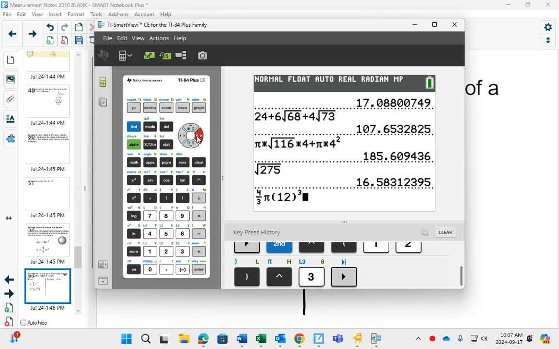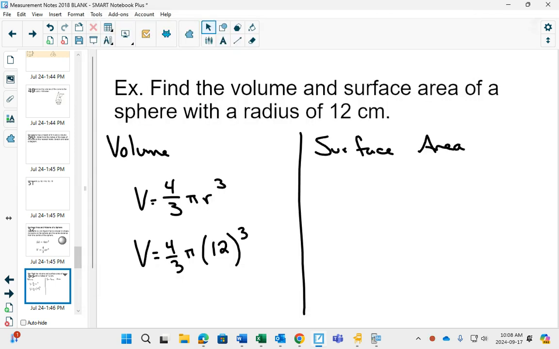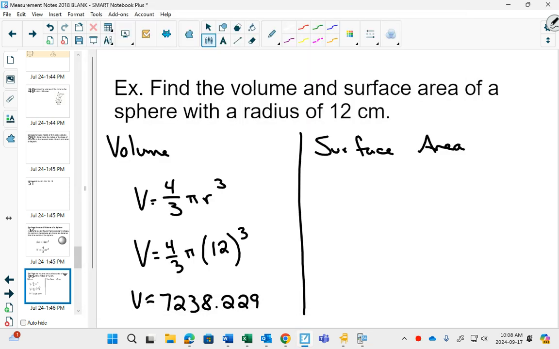So this is the first time that we've used cubed. Do we know where to find the cube button on our calculator? Do we know how to type that in? It doesn't say how much to round. I'm going to go to 3 decimal places, 7238.229. I'm going to add my units, centimeters cubed.